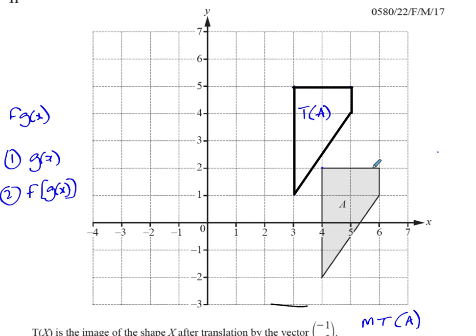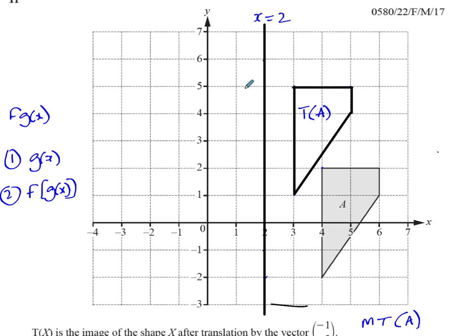Now, the line x = 2 is a line which is vertical going through 2 on the x-axis. Every point on that line has x = 2. For example, that point is (2, 4). But all the x coordinates of these points are 2. So the line x = 2 will be a vertical line passing through 2 on the x-axis. Okay, so this is the line x = 2. And we have to reflect the shape A in this line.